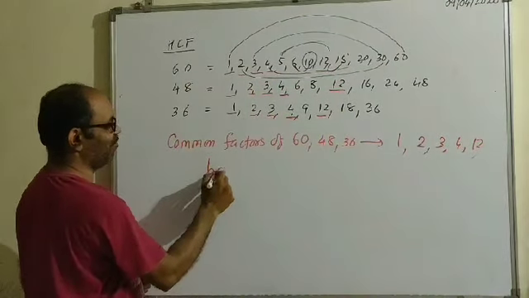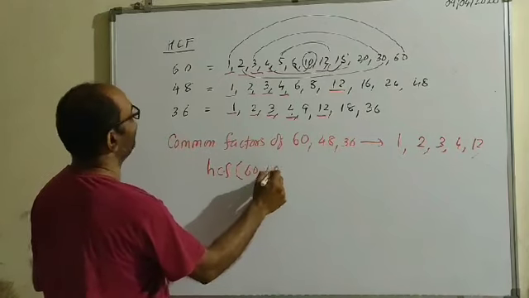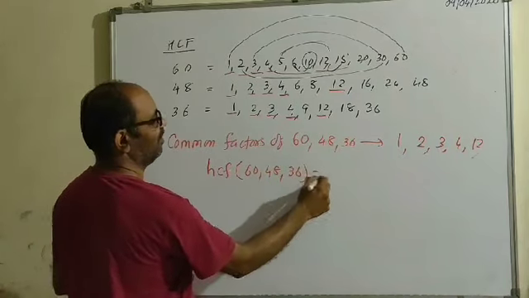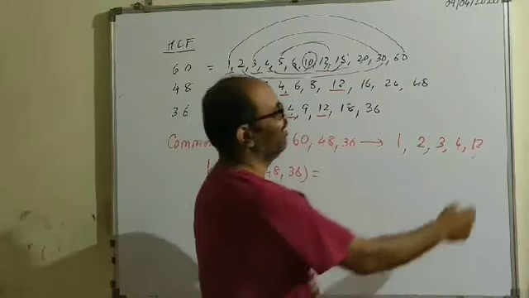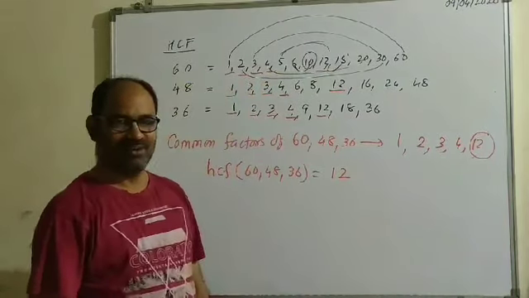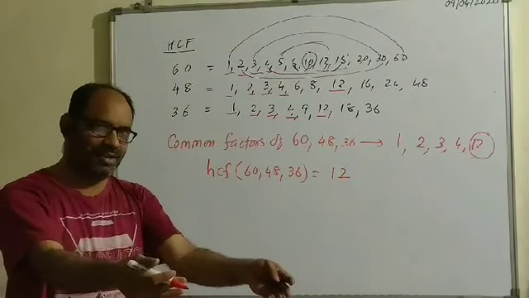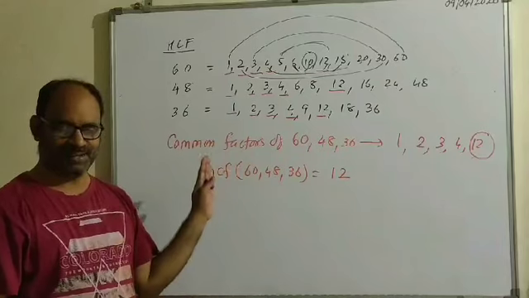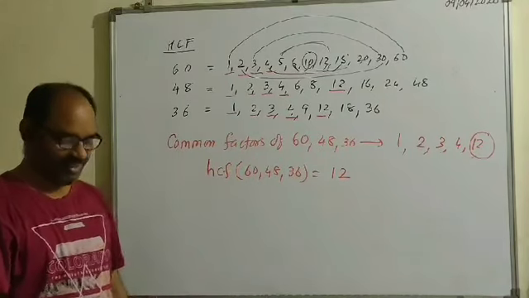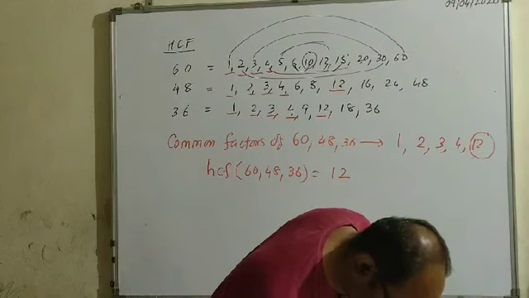Now I am going to write in brief, symbolically, HCF of 60, 48 and 36. Can you tell me what is that? Yes, the highest one is 12. So this is how we can find the HCF of three numbers. We are going to see different methods of finding HCF in the later sessions. Fine. So understood how HCF is found?